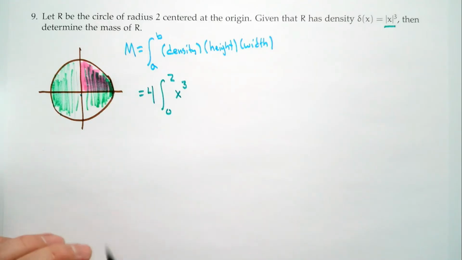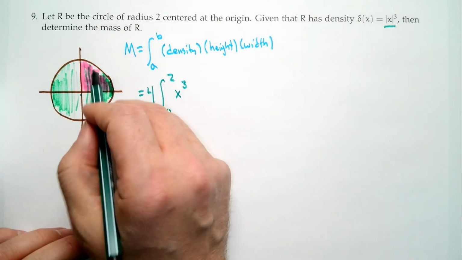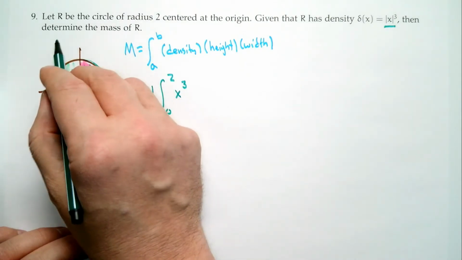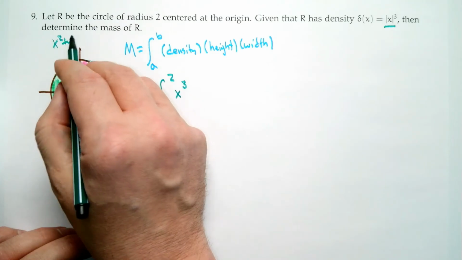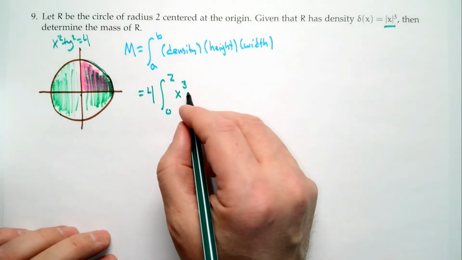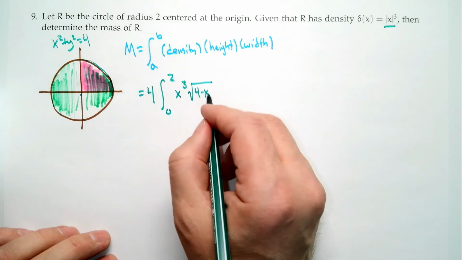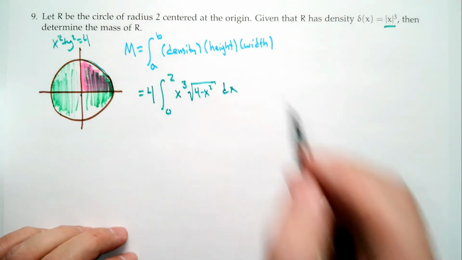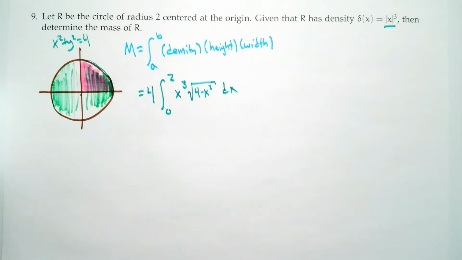The height. Okay, so we're thinking about a little tiny rectangle. So this curve is part of the circle. Well, we didn't actually write down the formula for it. It's x squared plus y squared equals 4. What's the height? The square root of 4 minus x squared. What's the width? dx. All right, so that's what we have to do to find the mass.